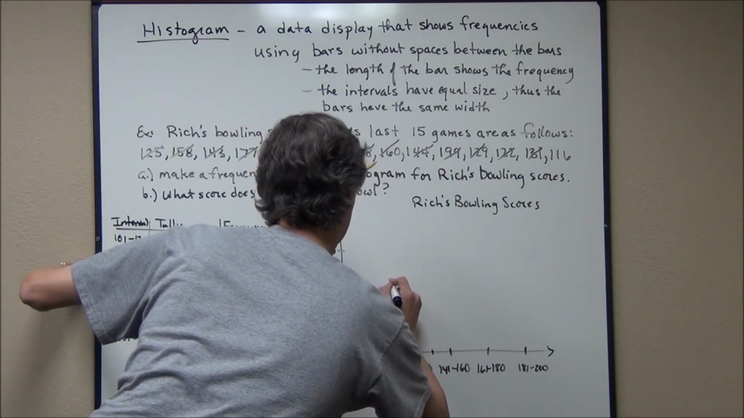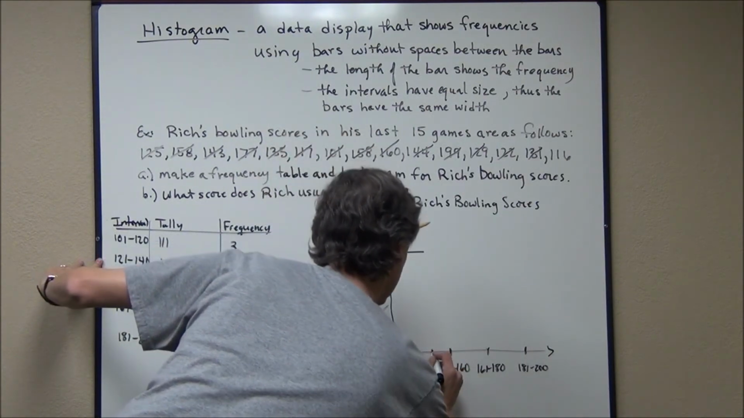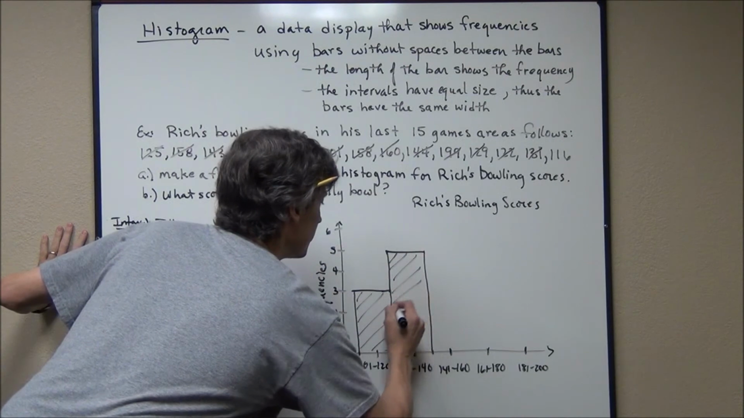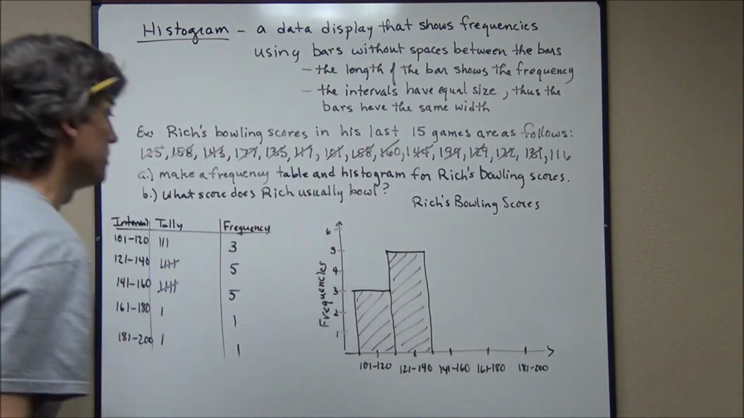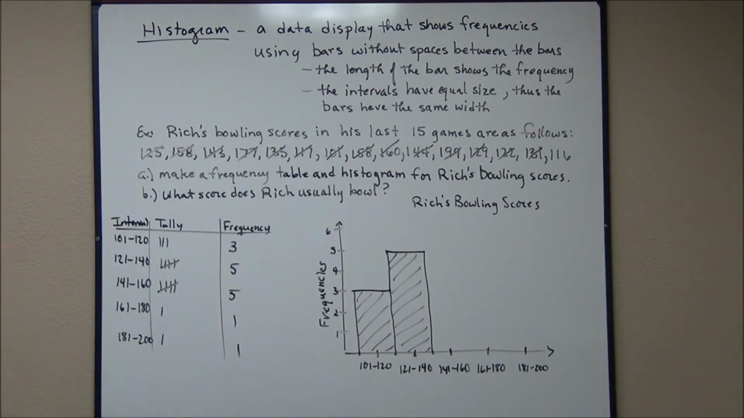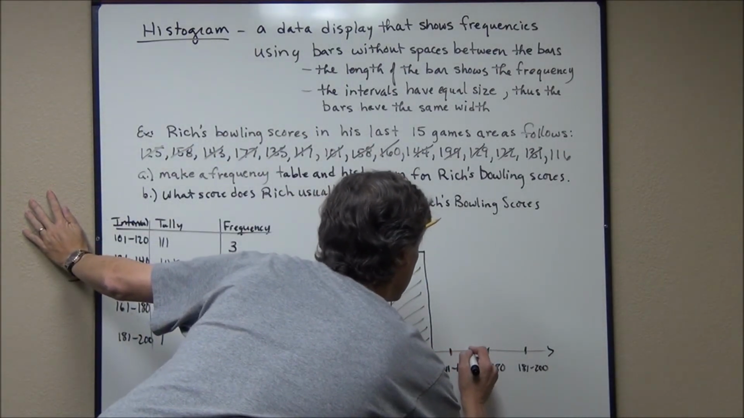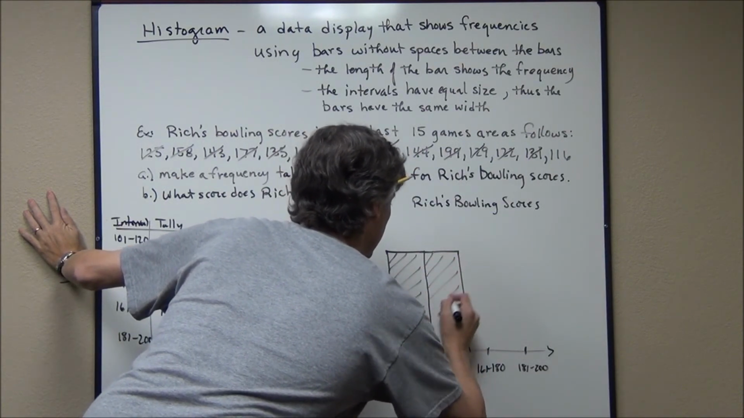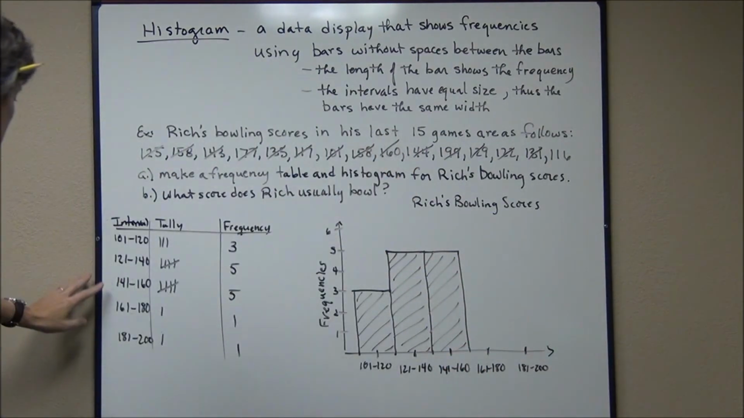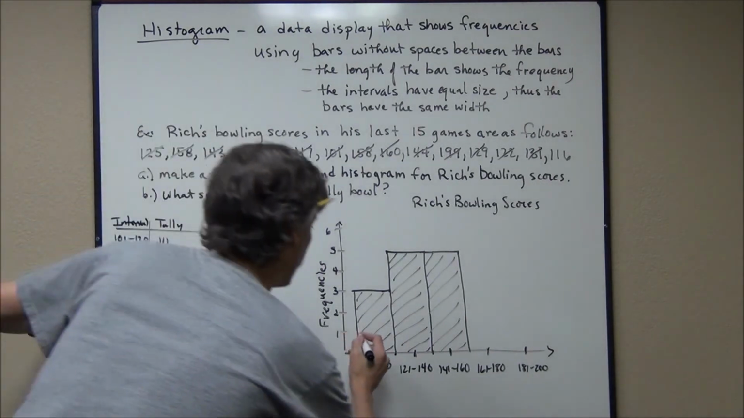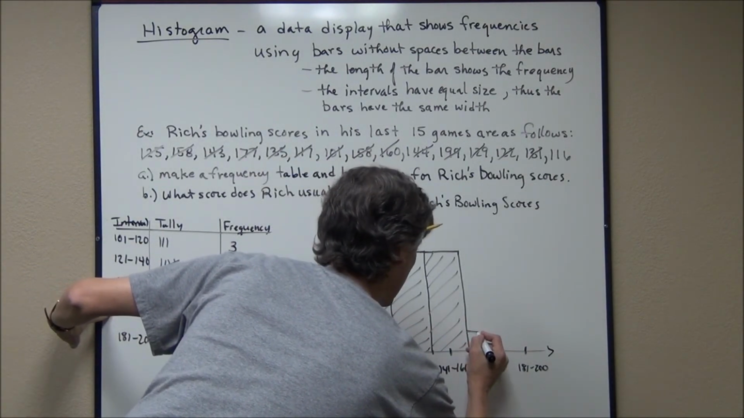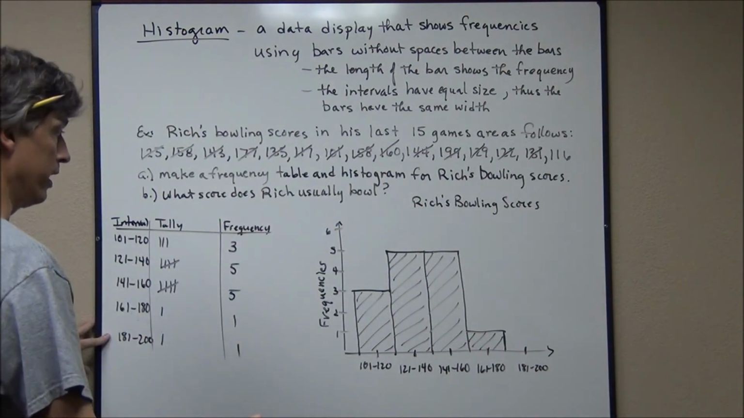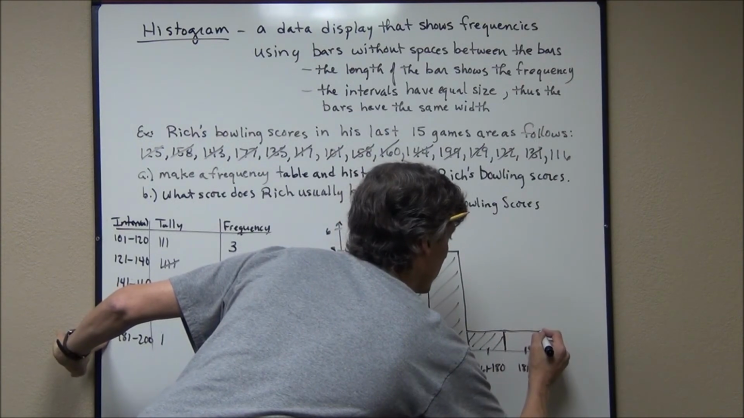Now notice no space in between the bars here. Let's see if I can do it freehand without messing up too bad. That's not looking too bad. And that bar represents a frequency of 5. Then the 141 to 160, also a 5. The 161 to 180, that would be a frequency of 1 here, so I'm going to go to about halfway. There's the 1. And for 181 to 200, one more 1 here.